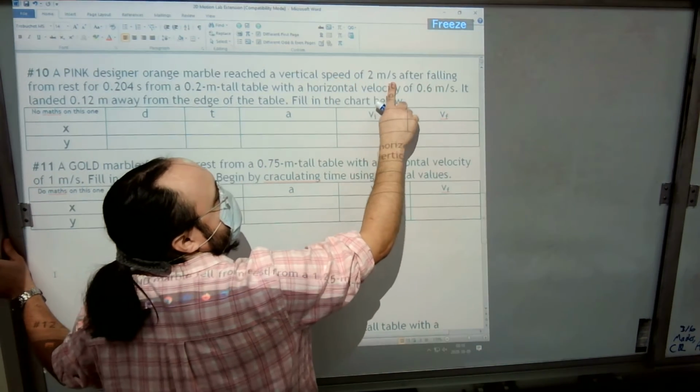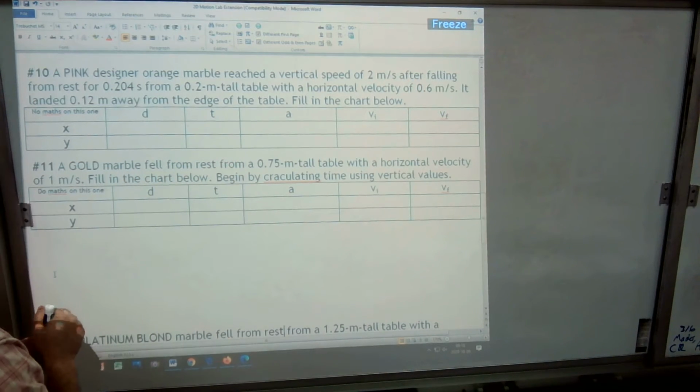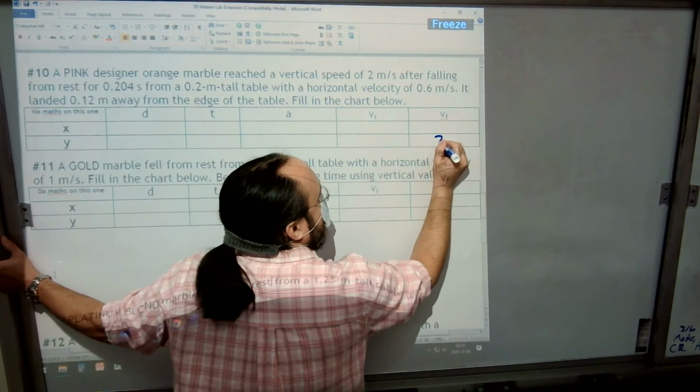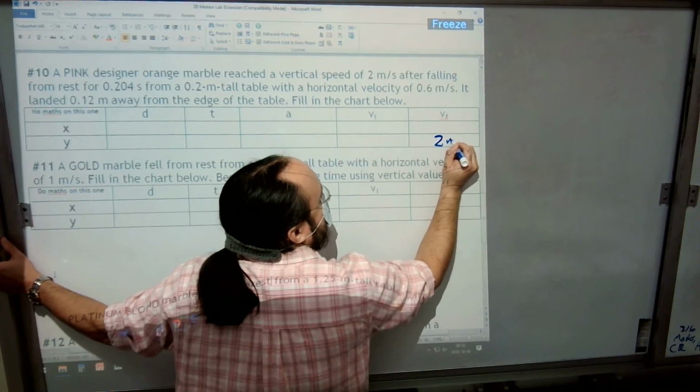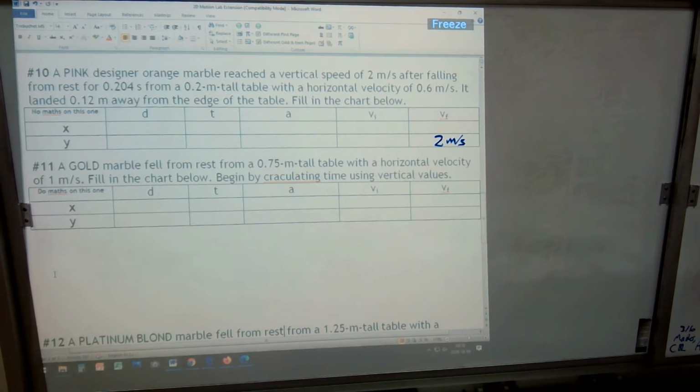Vertical speed of 2 meters per second after. We got one of our keywords there, so we know it's going to be 2 meters per second. It's the final velocity since it said after. And it's vertical, so we put it on Y. And now we put it in the right spot.